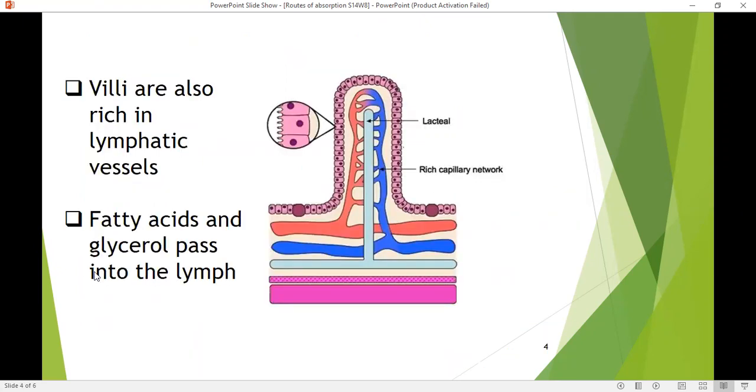But the fatty acids and the glycerol, which come out of the lipids, are going to pass into the lymph. This is done with the help of the villi, which are surrounded with lymphatic vessels. These lymphatic vessels surrounding the villi are going to facilitate their absorption into the lymph.